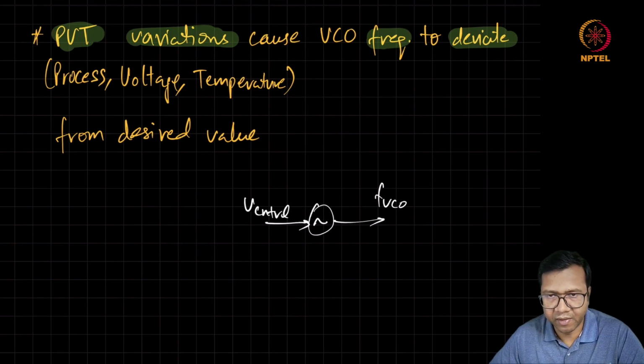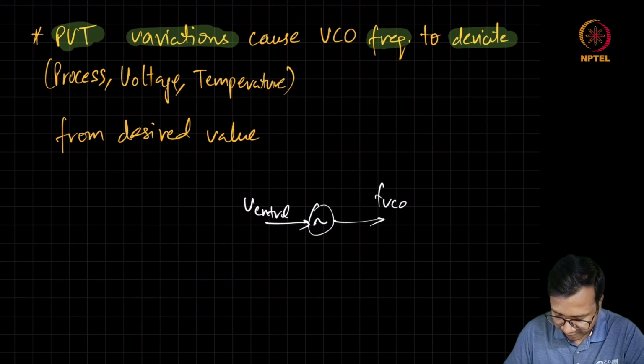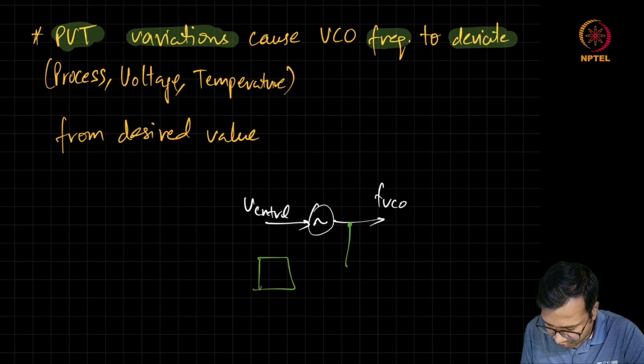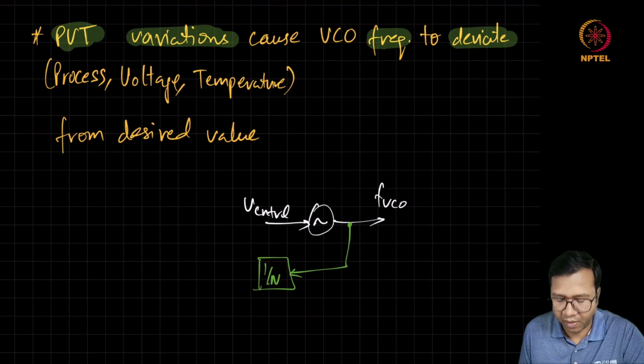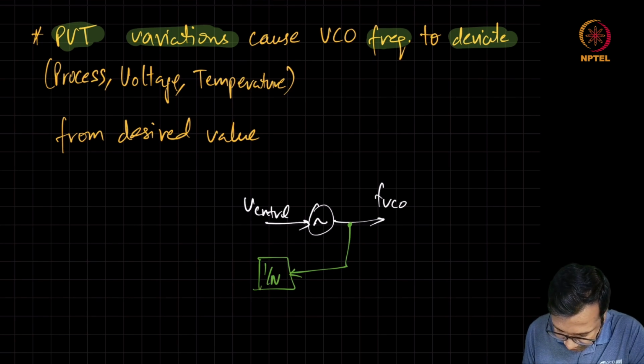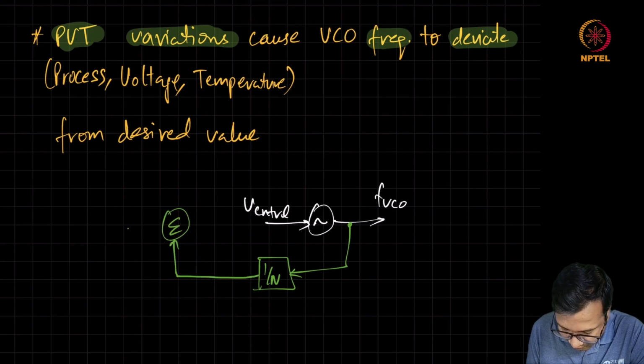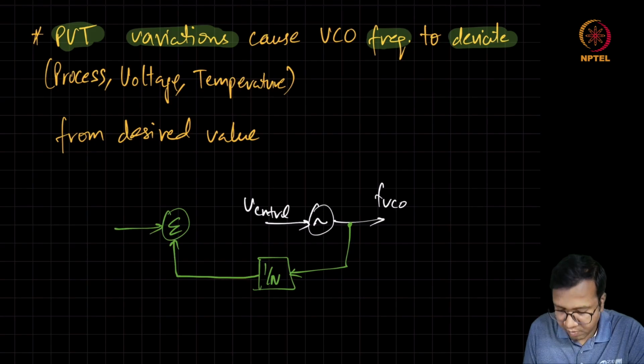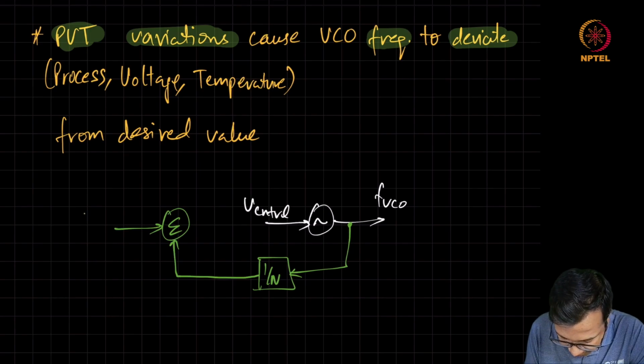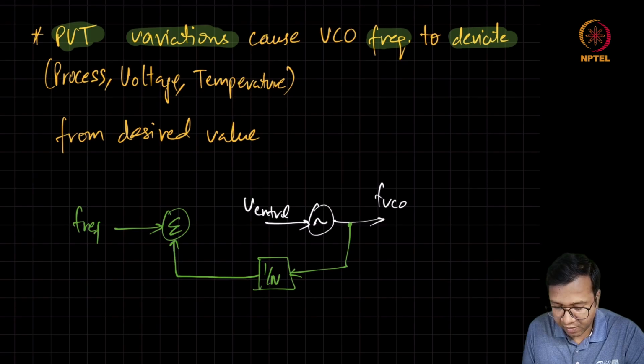So this is a simple model for the VCO. Now, just running this VCO in open loop is going to suffer from these PVT variations. So generally, what we do is we take a feedback. Let's say there is a feedback factor of 1 by n. And after this feedback, we compare this feedback frequency with a stable frequency. Let's call it a reference frequency.